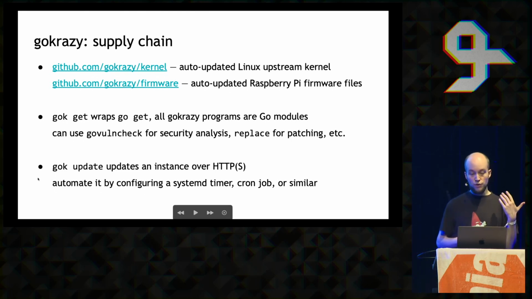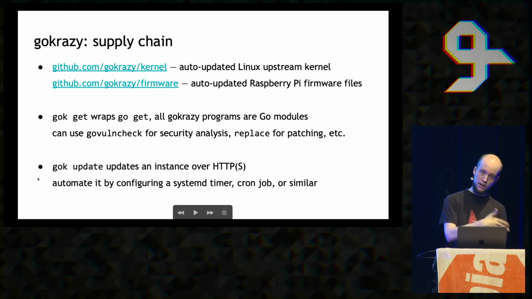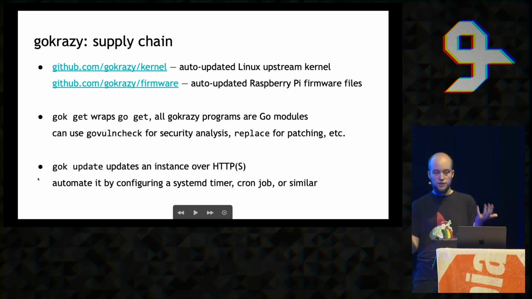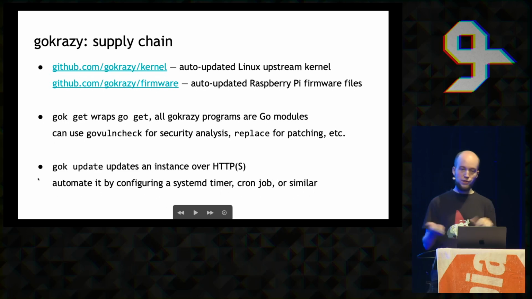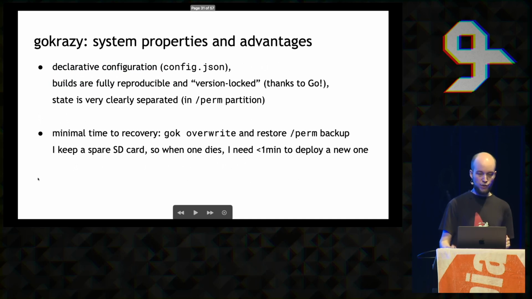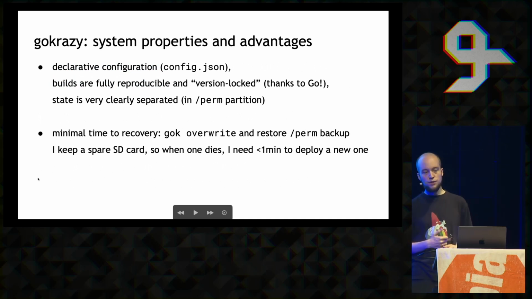And when you use gok update, the whole Gokrazy system will be updated over HTTP or HTTPS, depending on whether you're inside a VPN or over an insecure link. You can automate the gok update step by configuring it as a systemd timer or a cron job, or if you want even more control, you can say, okay, I'm just going to update my devices manually every month, or whatever you want to do. The model is there and it can be made to work. So there are a couple of nice properties that the Gokrazy system has and a couple of advantages that that gives us.